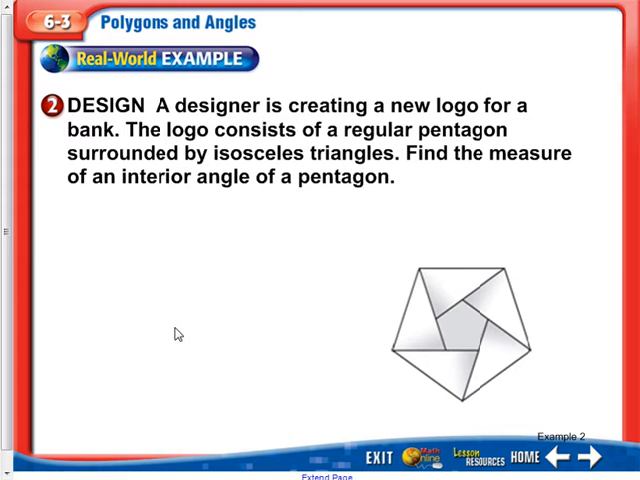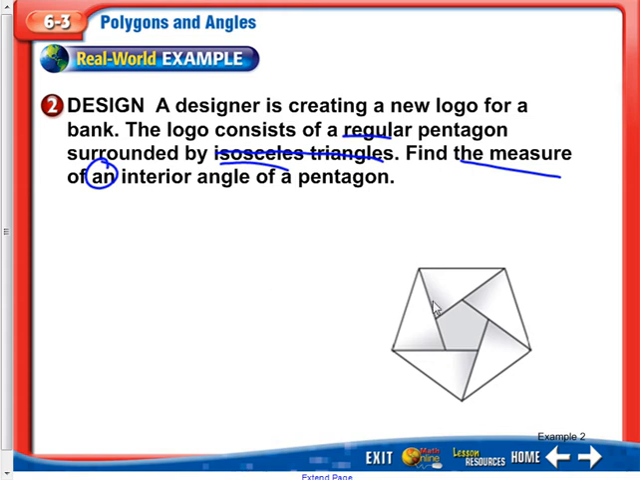A designer is creating a new logo for the bank. The logo consists of a regular pentagon surrounded by isosceles triangles. Find the measure of an interior angle of a pentagon. So a regular pentagon means that all of these sides are equal. Then they said isosceles triangles, meaning this side and this side are equal. Isosceles means that two sides are equal. We don't really need to worry about the isosceles triangles here because it says find the measure. It doesn't say the sum. It says find the measure of an interior angle of a pentagon.